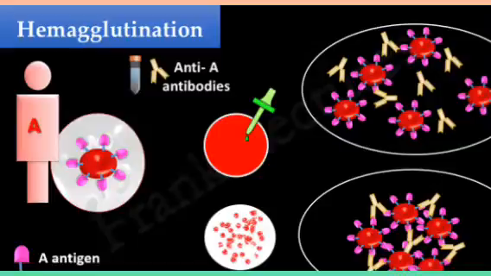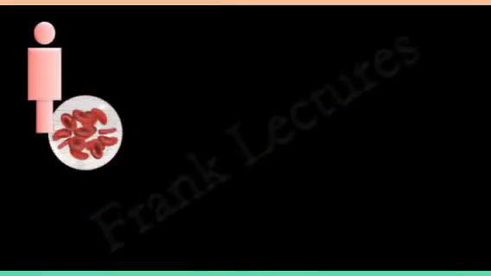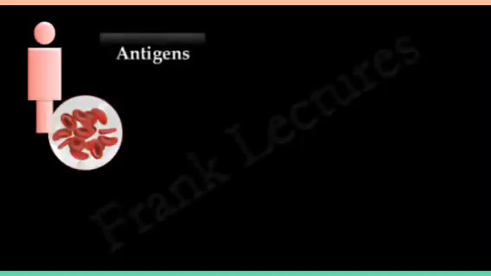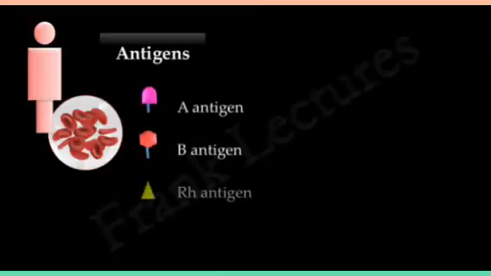Let's now understand how blood typing is done. For this test, we will require a few drops of blood from a person whose blood group is to be determined. We know that blood will contain the target antigens on RBCs. These target antigens are A antigen, B antigen and RH antigen. We will detect the presence and absence of these antigens in blood and determine the blood type.